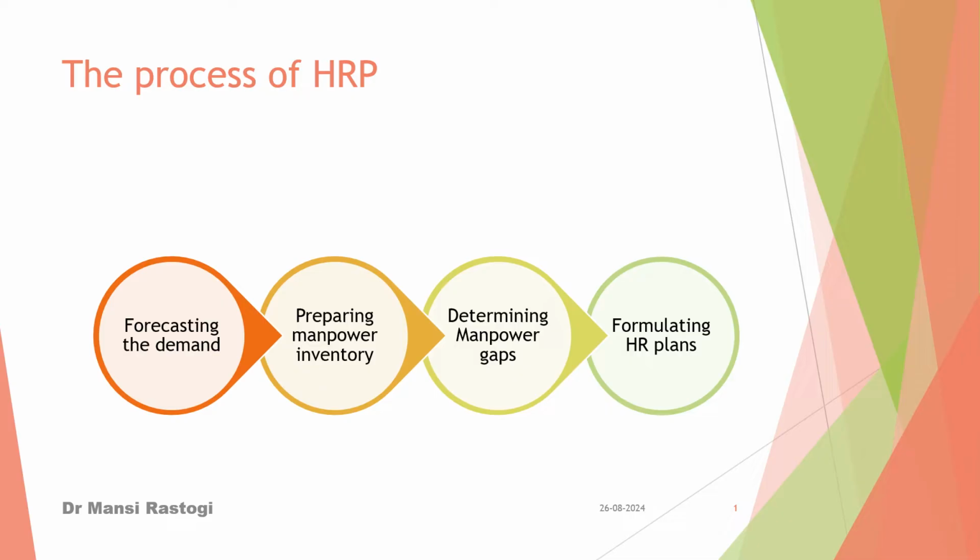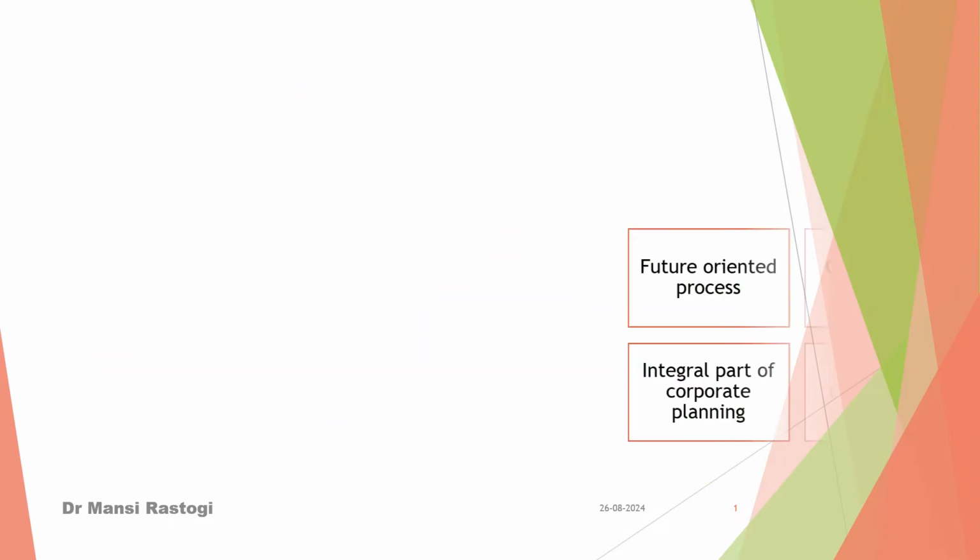Next, let's talk about the process of HRP. Number one, forecasting the demand. Number two, preparing manpower inventory. Number three, determining the manpower gaps. And number four, formulating various kinds of HR plans.